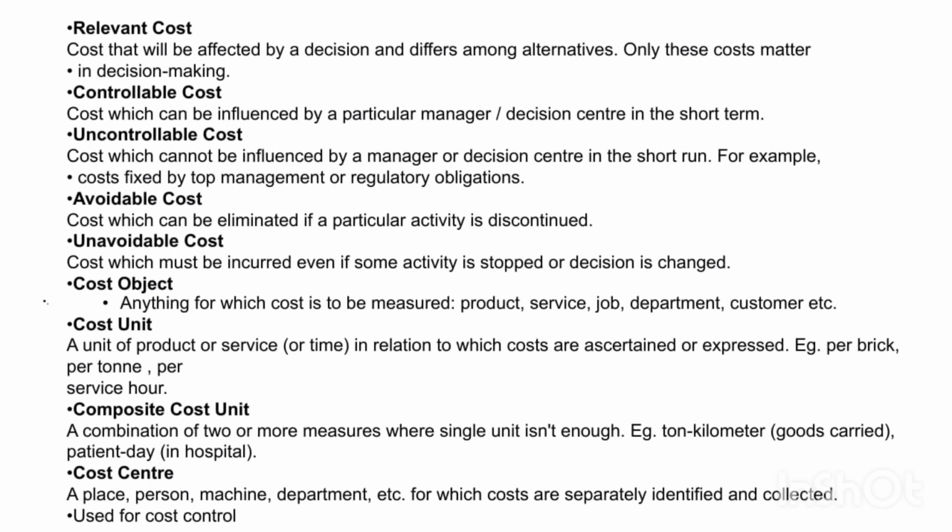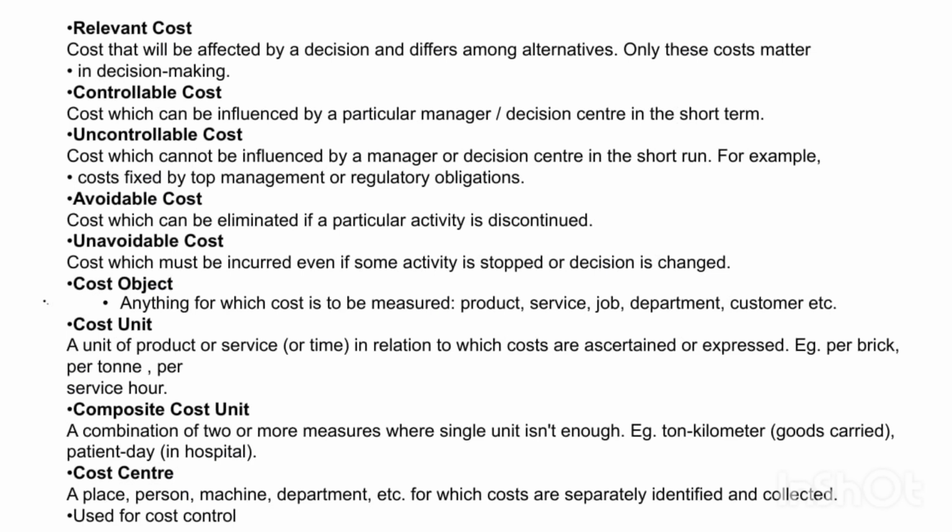Next one is controllable and non-controllable cost. Controllable cost is a cost that a manager can influence. For example, department level expenses. Uncontrollable costs are those determined by top management or external forces, like tax rates or regulatory fees.